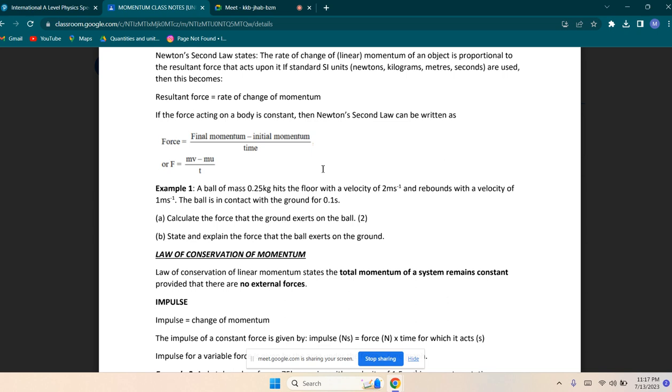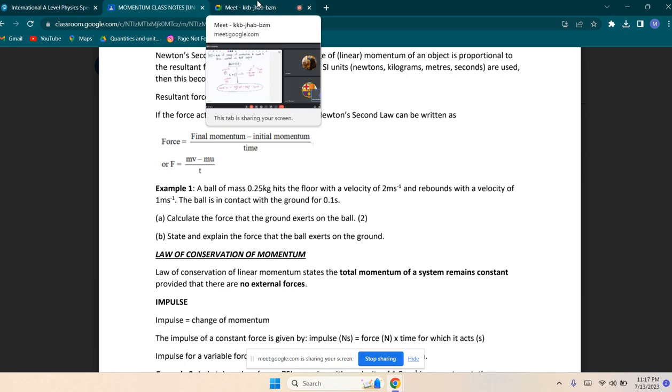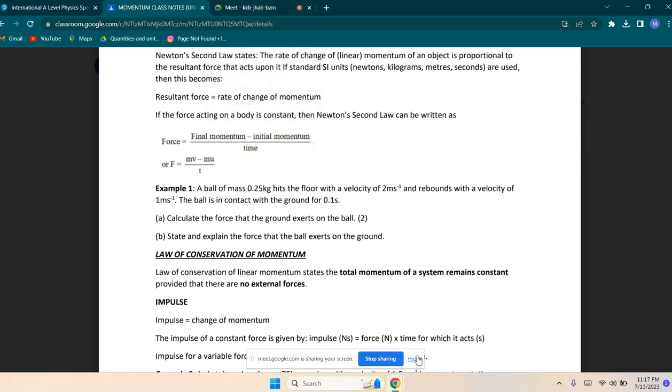So let me first draw a diagram for this entire slide, then start solving it. Mass was 0.25, speed was 2, rebounding speed was 1, and contact with the ground was 0.1 seconds. We want to find out the force, and we have to state and explain the force that the ball exerts on the ground.